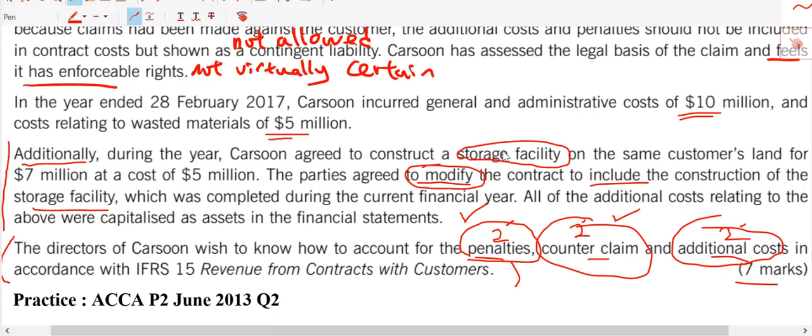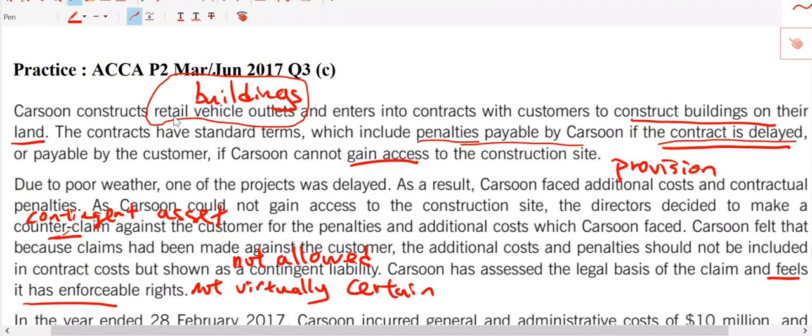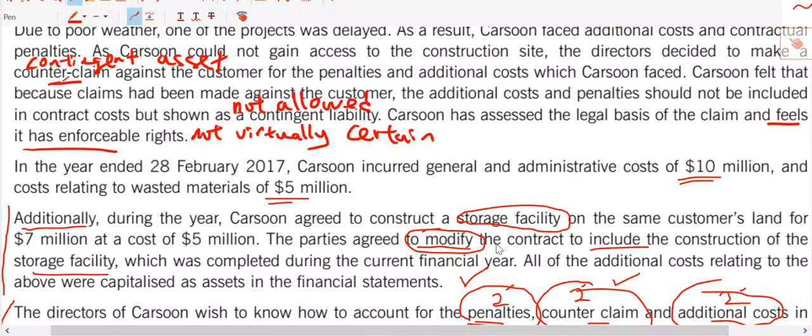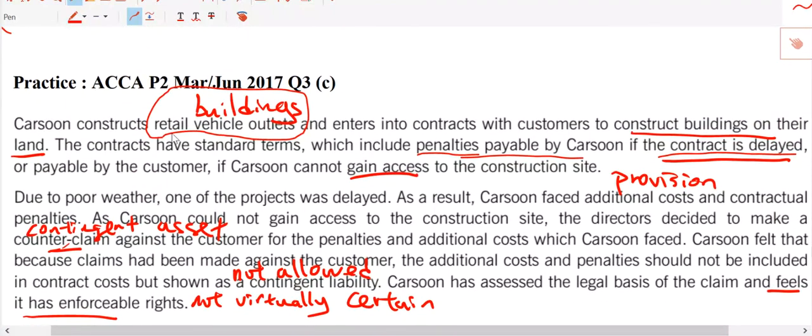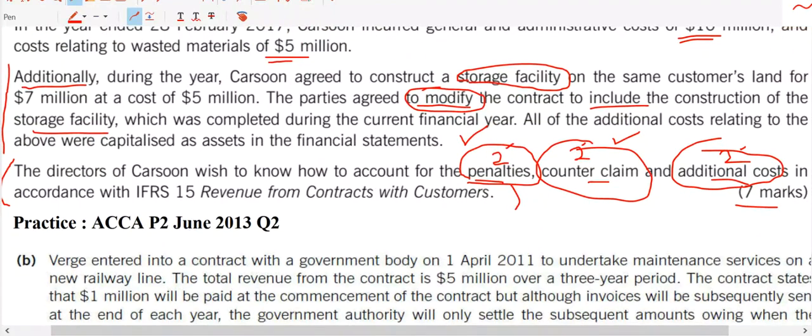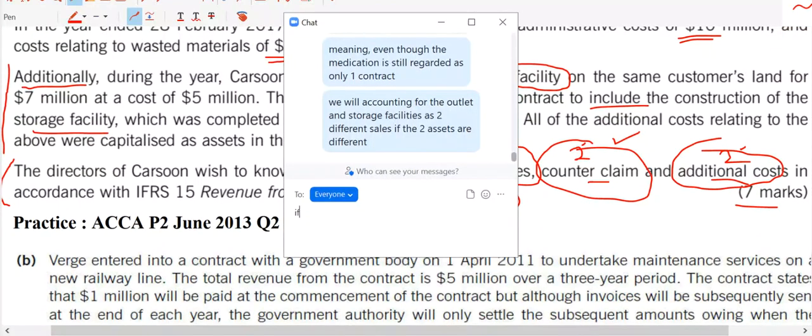Now, if you say the storage facility is actually an extension of the retail outlet, then we do not account for these two as two different sales. We account for this as only one sale. If it is only one sale, we will modify the retail outlet total revenue and the retail outlet total cost. After that, we recalculate the percentage of completion to recognize only one revenue. All right.